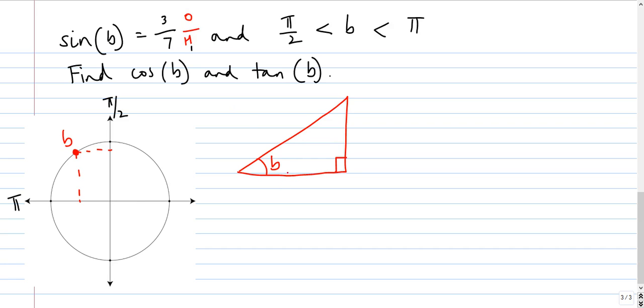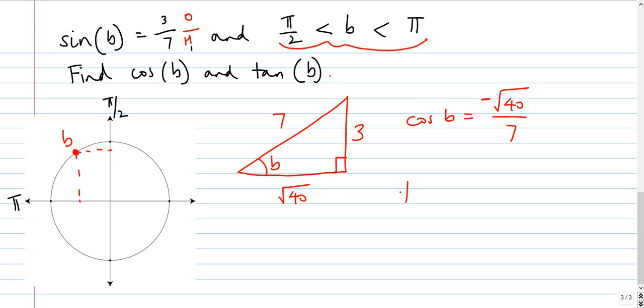the sine ratio is opposite over hypotenuse. And then using some Pythagoras, I can work out that this side would be root 40 because I would have 3 squared plus this squared equals 7 squared, and I get root 40. And then by looking at this right angle triangle, I can see that cos of b will be adjacent over hypotenuse, and now I consider my quadrant, and I see that b is actually in the second quadrant, and in the second quadrant, cos values are negative, so I'm going to put a negative in front of this. And tan b is opposite over adjacent.